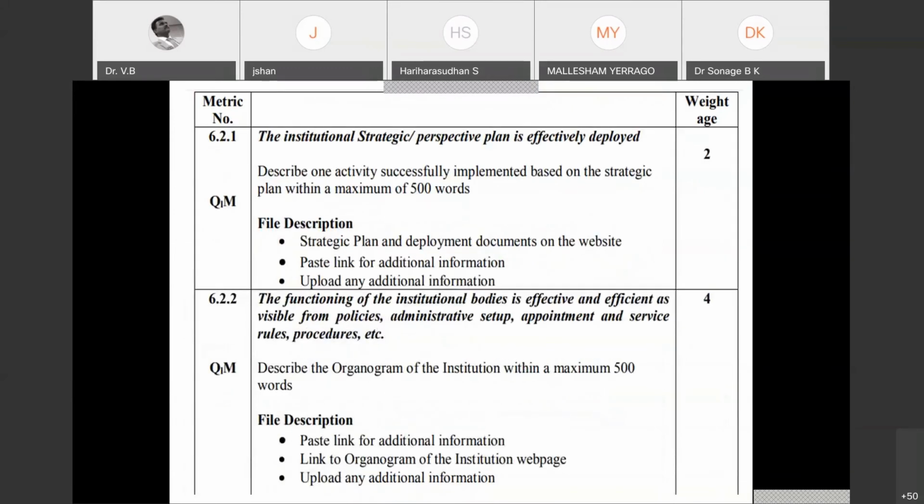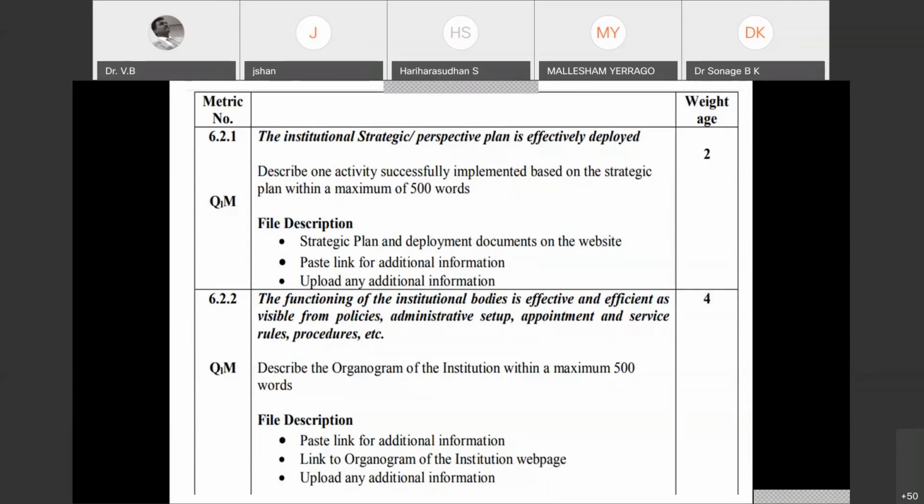The next one is whether the institutional strategic plan is effectively deployed. Here again, you need to have a strategic plan document. Like for example, what is expected is every 3 years once or every 5 years once, an institution is expected to prepare a document showing a roadmap for the next 3 to 5 years and where they see themselves at the end of 5 years and how to achieve that target. That is the strategic plan.